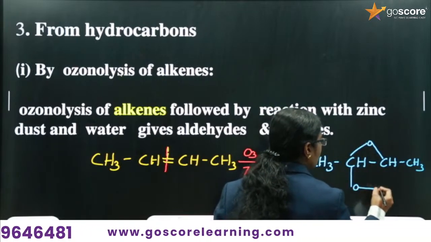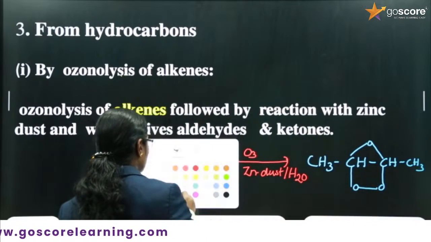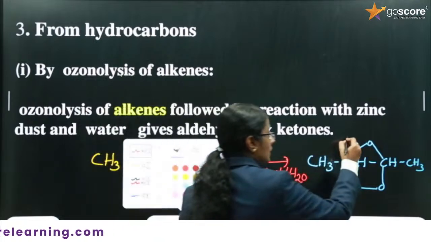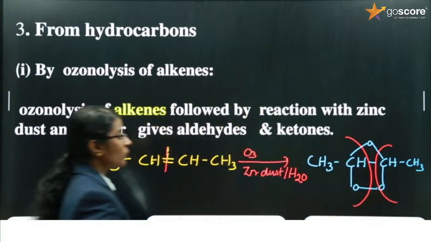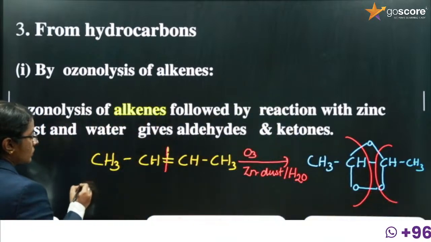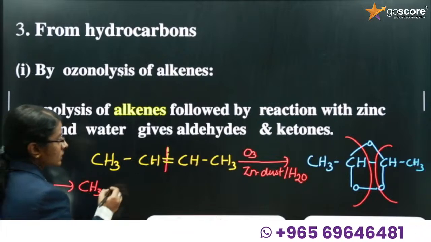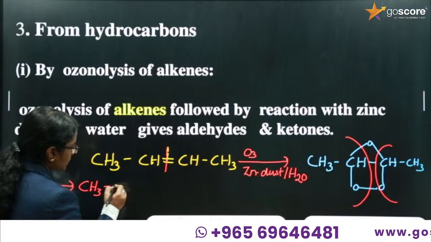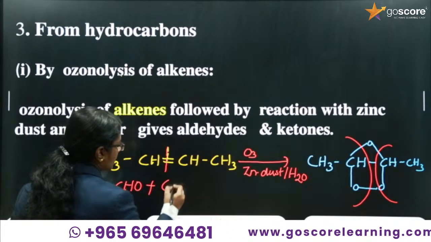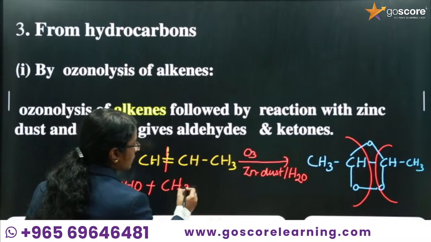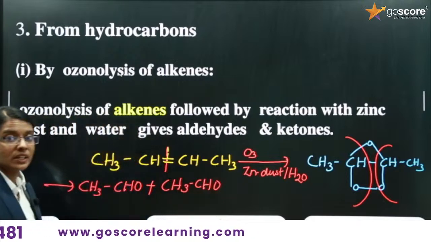So peroxide formation will occur. Now cleave this bond, and you will get CH3CHO and CH3CHO. You will get two molecules of acetaldehyde.